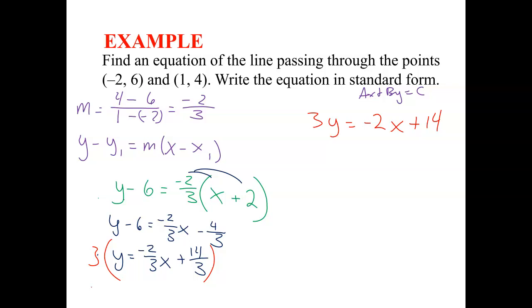I'm going, well, it's negative, so what's the opposite of a negative 2? Add 2x, okay? So add 2x, so 2x plus 3y equals 14. Okay, so we got standard form.